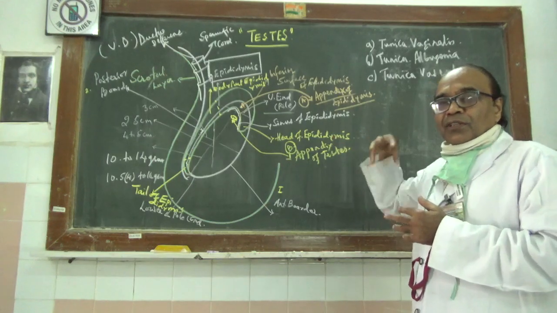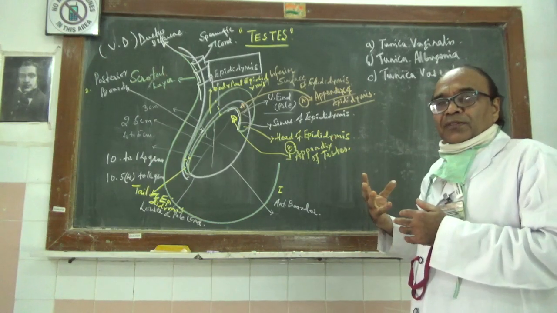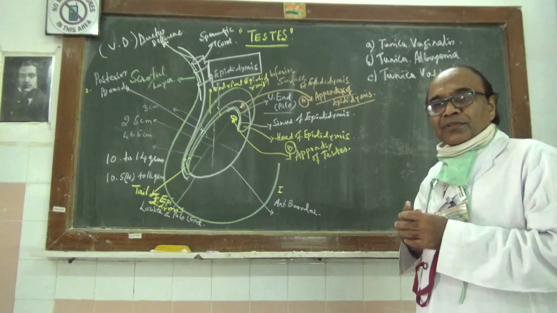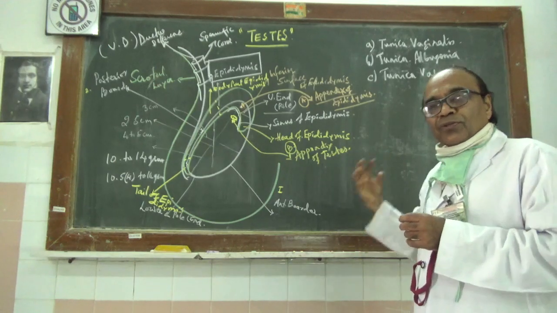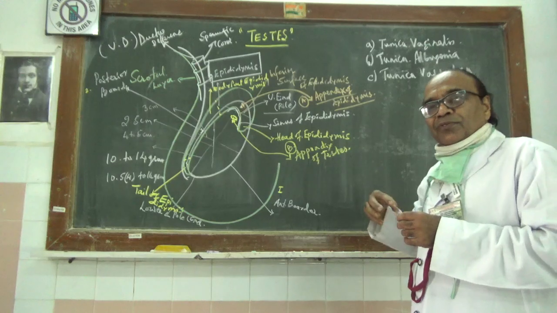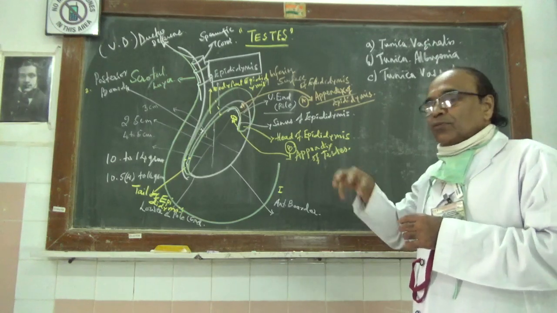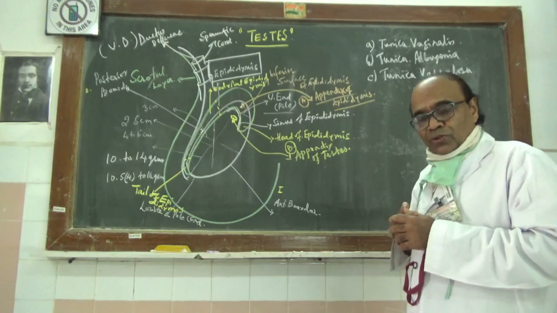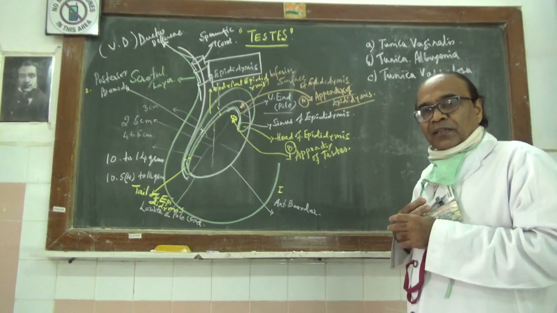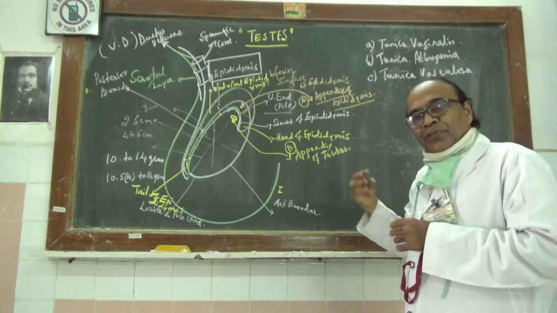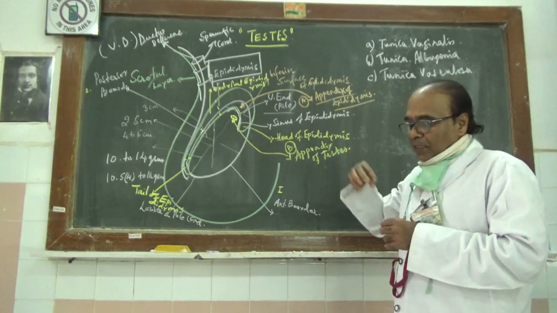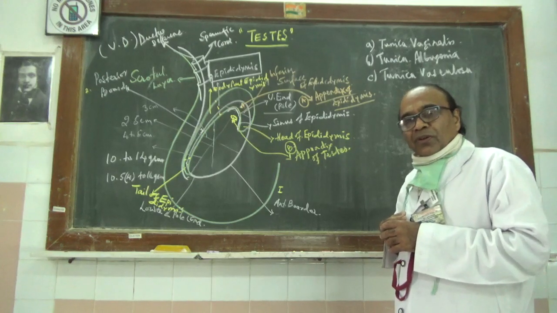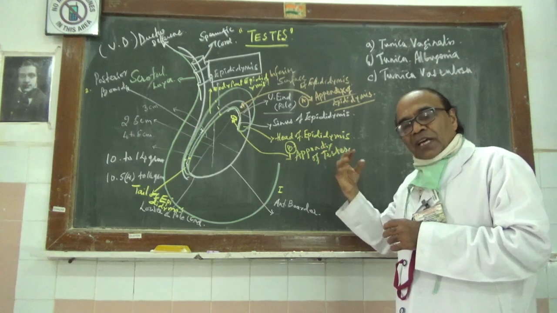Now this tunica vaginalis, as the descent of the testis occurs in fetal life, comes from the abdominal portion at the level where the deep inguinal ring is, and then it passes through the inguinal canal, and then it escapes through the superficial inguinal ring, and then it enters into the scrotal tissues along with the spermatic cord as it descends.